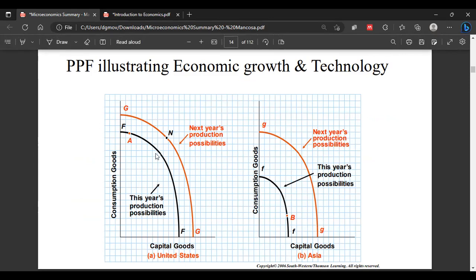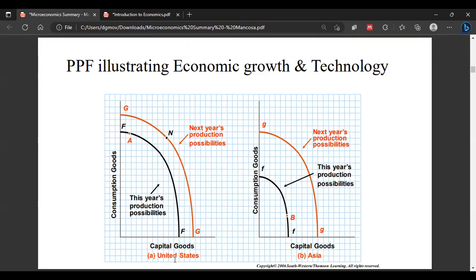So if you look at it, there's economic growth, and your PPC with the same resources is now at G instead of at F. So we've jumped to unit two. We've included unit one and two in the same session. So an increase in technology simply means our output has increased with the same resources.